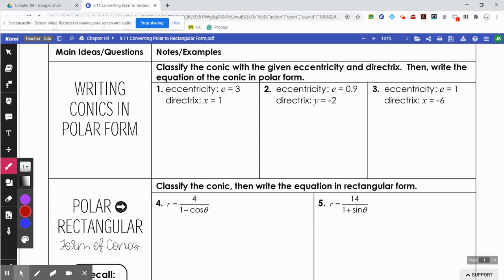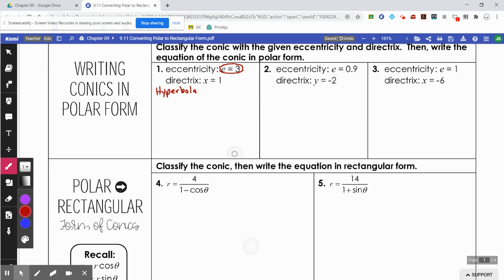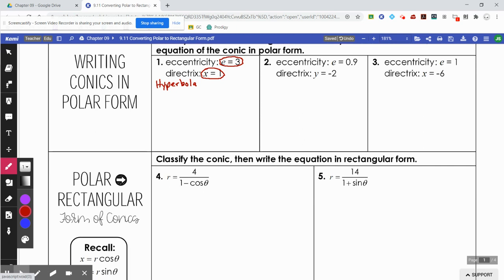So first off, the eccentricity, let's remember that anytime we have an eccentricity of 3, this is going to be a hyperbola. So let me write that right here. And let's go ahead and write the basic form. If our directrix is x equals 1, so our directrix is to the right of our pole, here's going to be the basic form of that conic section. And let's remember what everything means. K is the distance from the pole to that directrix. On top and bottom, our e is our eccentricity. So all we have to do first off is replace all the e's with 3's.